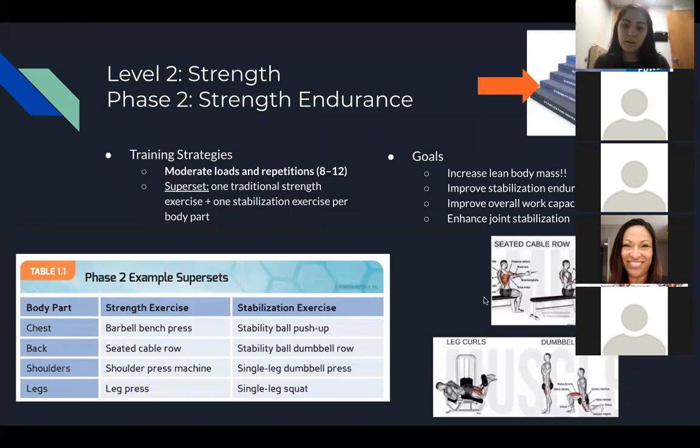So after you do one set of these, you're going to do the next one, back to back, and then you do your rest, and then you do it again. Same thing with dumbbell lunges. This is the stability exercise, and then this is a strength one. And then back to back, give yourself a little bit of rest before you do the next step. And when you're doing strength endurance, you're doing moderate load. So now you're adding weight to it, higher weights with moderate repetitions.